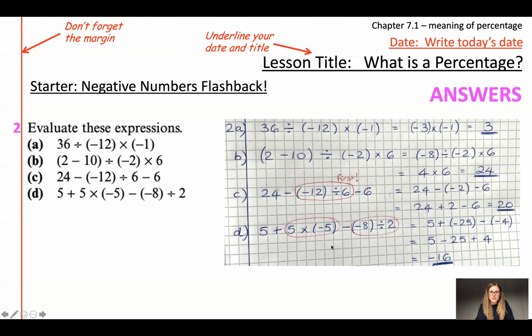And finally, question D, again, doing these bits first. So 5 multiplied by negative 5 is negative 25. That's there. And negative 8 divided by 2 is going to give me negative 4. 5 plus negative 25 is the same as 5 subtract 25, which is negative 20. And then I've got to add on my 4 because I'm subtracting a negative. That's the same as adding a positive. My final answer is negative 16.